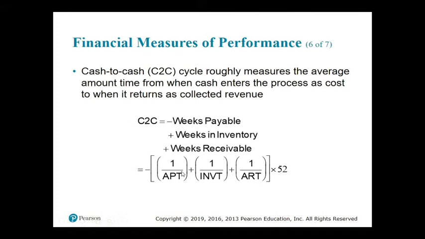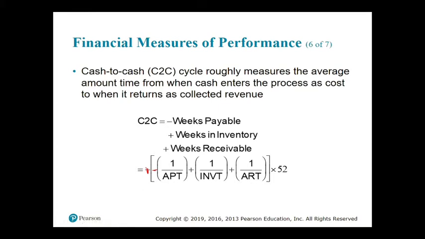So to calculate these numbers, you can calculate them as follows, where this negative sign is inside of this bracket. So weeks payable is 52 divided by account payable turnover. Weeks in inventory is 52 divided by inventory turnover. And weeks receivable is 52 divided by account receivable turnover.